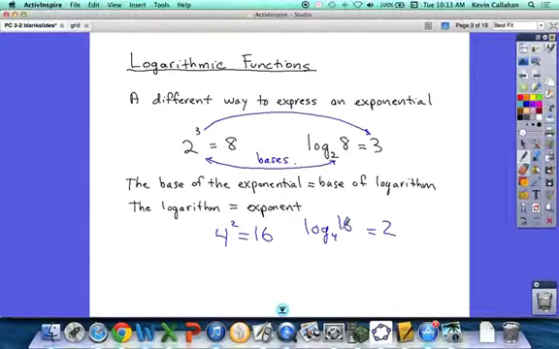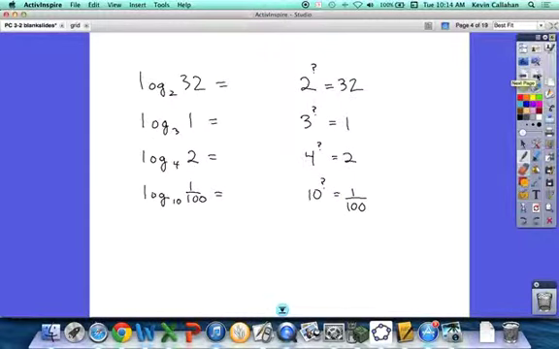Right? In your mind, what you're asking yourself when you see a logarithm like that is, what power would I raise 2 to get 8? 3. What power would I raise 4 to get 16? 2. Right? That's what a logarithm is. So with that same kind of thinking here, what power would I raise 2 to get 32? 5. Right? 2 to the 5th equals 32.